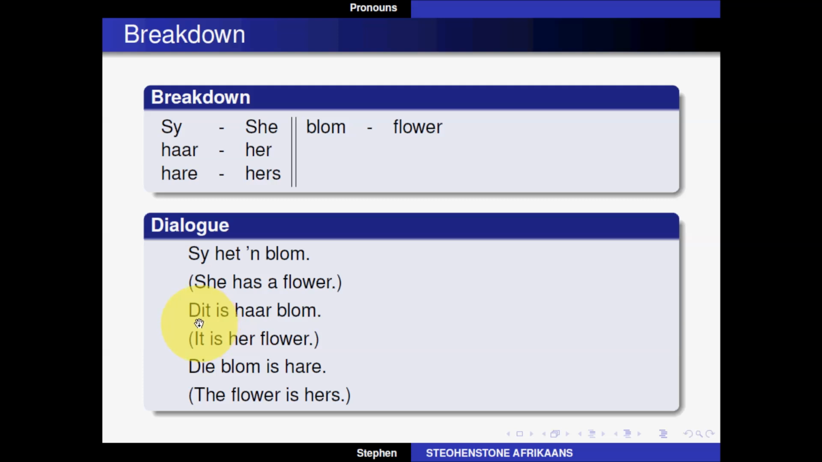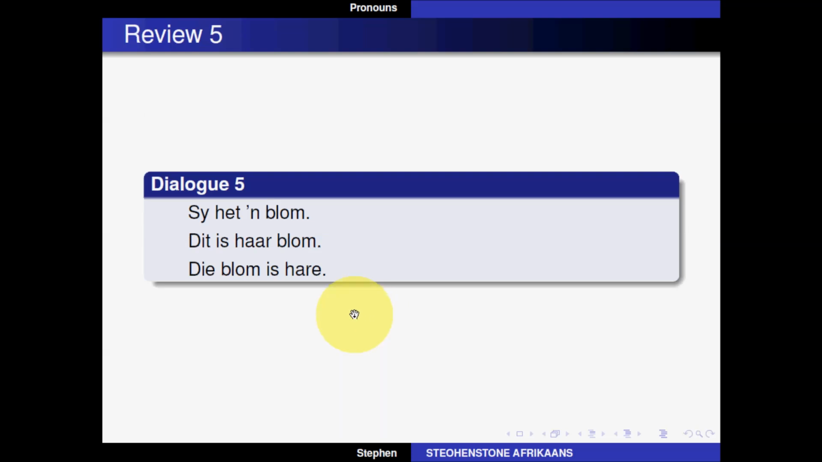Next sentence, dit is haar blom. It is her flower. So the translation is just word for word, making it pretty easy. We're just getting used to what the words are in Afrikaans. Last sentence, die blom is hare. The flower is hers. So let's review this one.